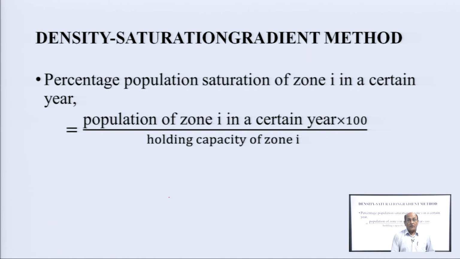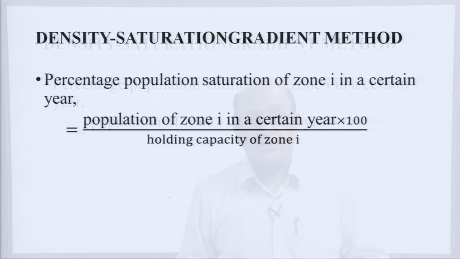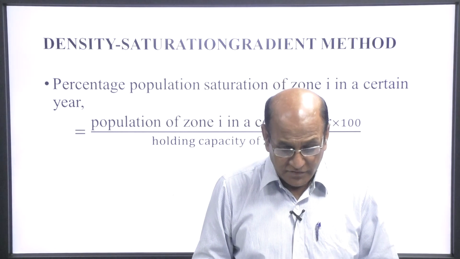So, in the density saturation gradient method, the percentage population saturation of zone I in a certain year will be equal to the population of zone I in that year multiplied by 100 divided by the holding capacity of zone I. So, we can calculate the percentage population saturation of zone I.